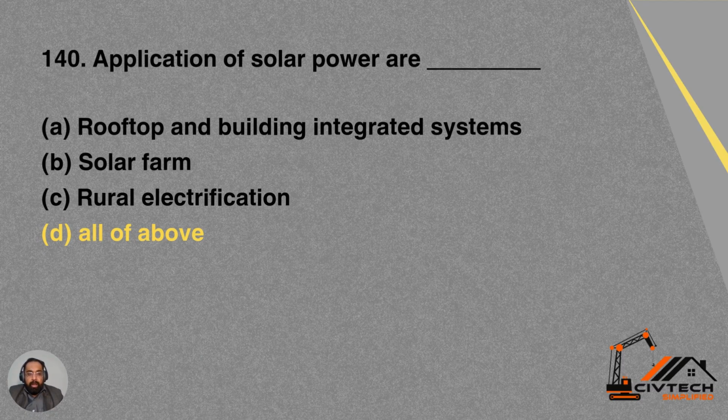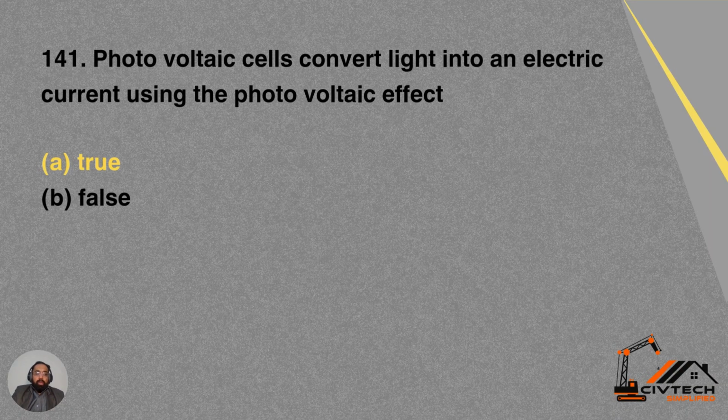140. Applications of solar power are. What are the applications of solar power? Option A, rooftop and building integrated systems. Option B, solar farm. Option C, rural electrification. Option D, all of the above. So all these are correct, and these are the applications of solar power. Rooftop, solar farm, and rural electrification. D is the correct answer.